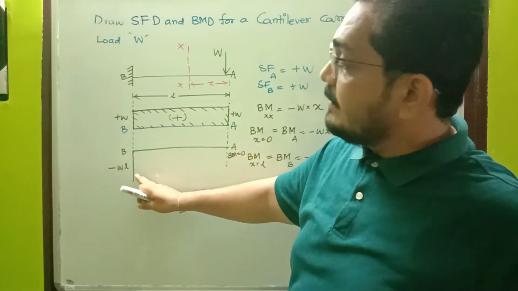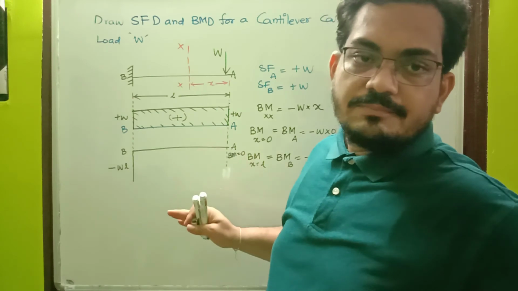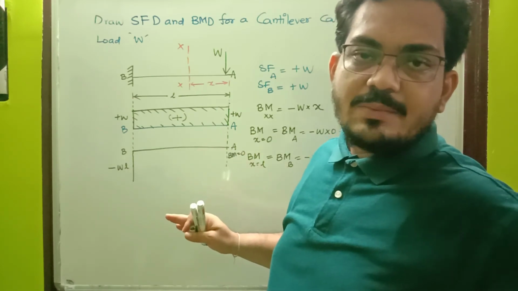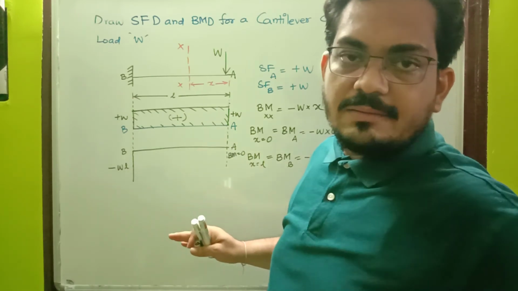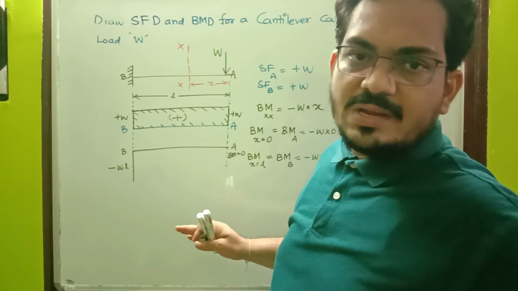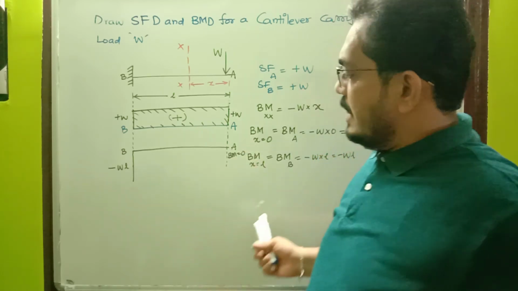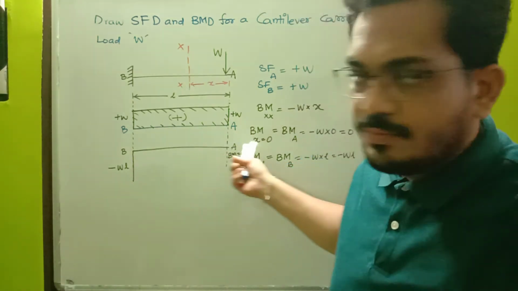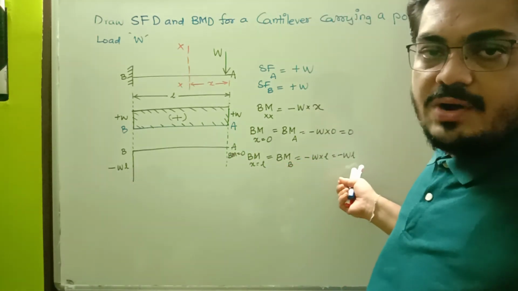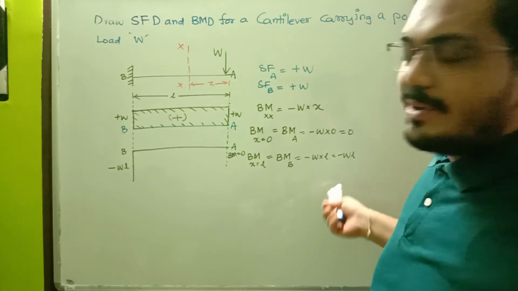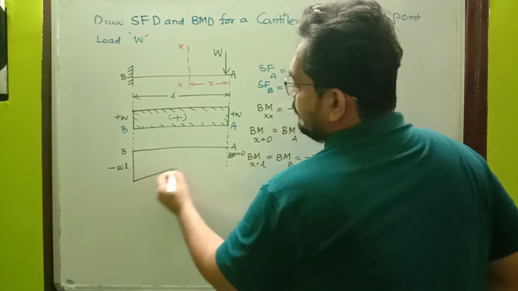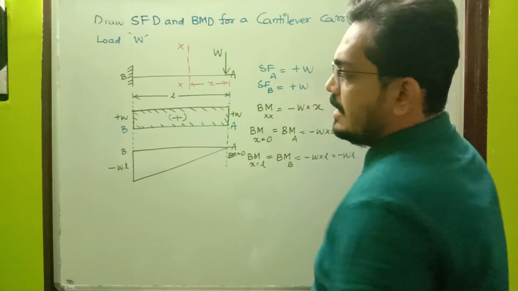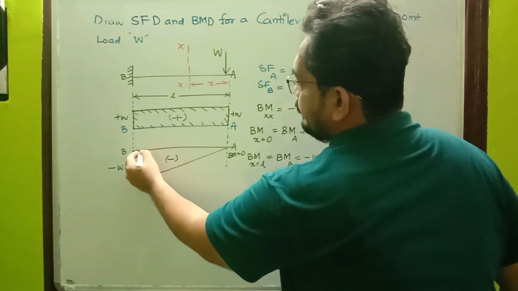And now between A and B, how does it vary? Will it be linear? Will it be parabolic? No, it will be linear. We get a parabolic curve only when the equation has a square. As it has only a first degree equation, minus W multiplied by L, it will be varying linearly, uniformly varying like this. Now this has to be negative.